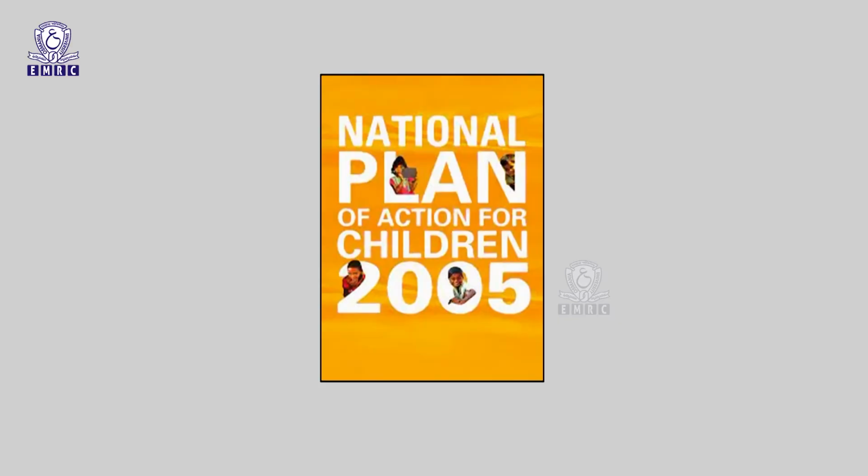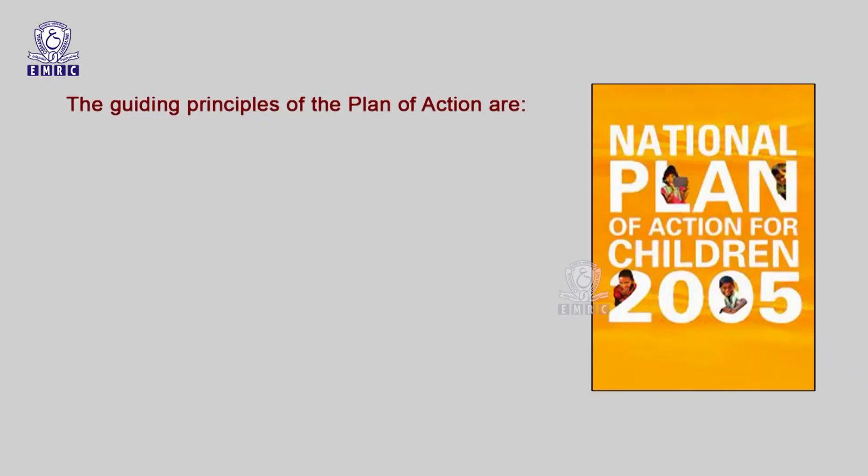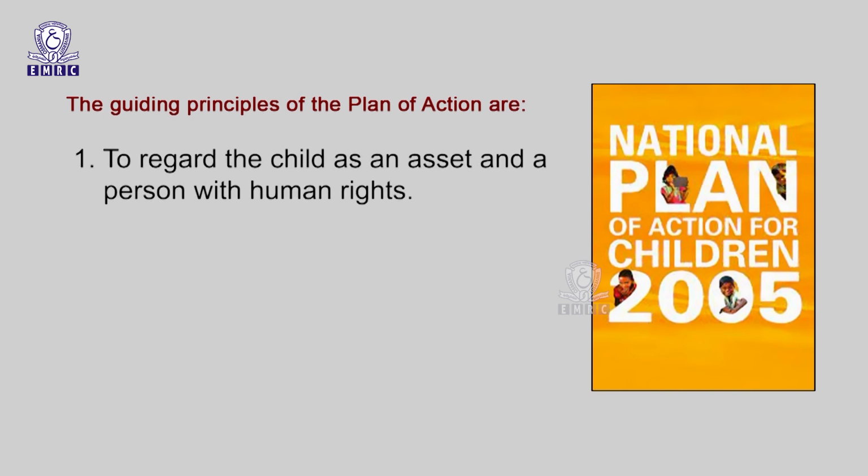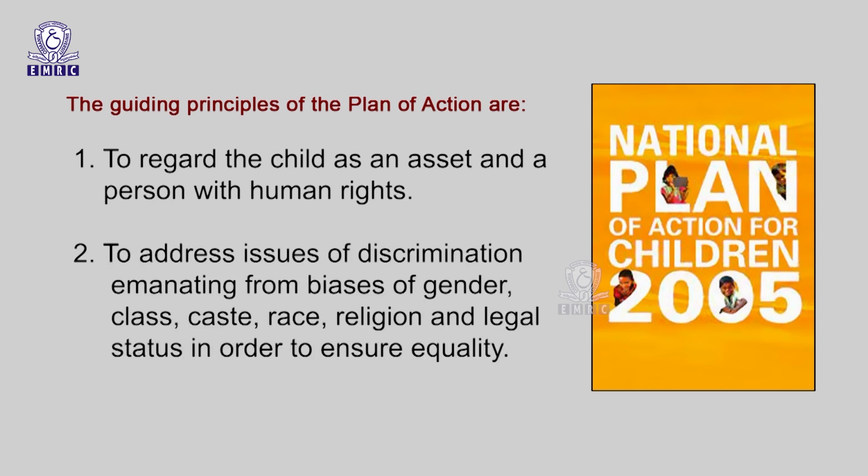Now, the National Plan of Action 2005. The plan commits itself to ensure all rights to all children up to the age of 18 years. It emphasizes survival, protection, development and participation of children. The guiding principles of the plan of action are: first, to regard the child as an asset and a person with human rights. Second, to address issues of discrimination emanating from biases of gender, class, caste, race, religion and legal status in order to ensure equality.